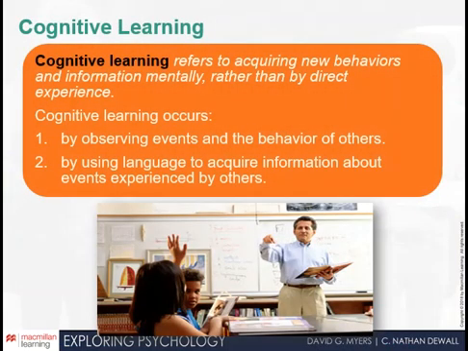Now, a quick look at cognitive learning. This cognitive learning refers to acquiring new behaviors and information mentally rather than by direct experience. Cognitive learning occurs, one, by observing events and behavior of others, and two, by using language to acquire information about events experienced by others.